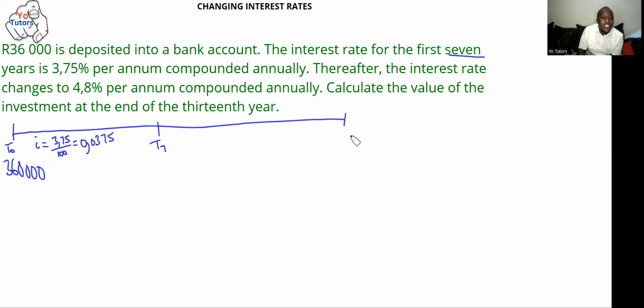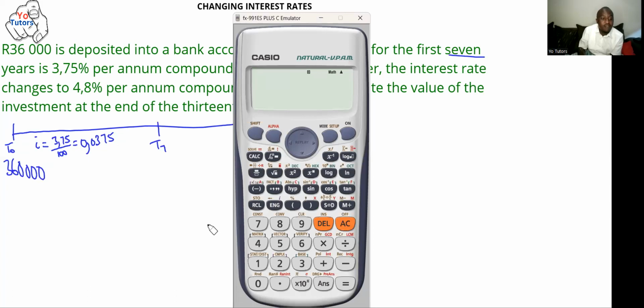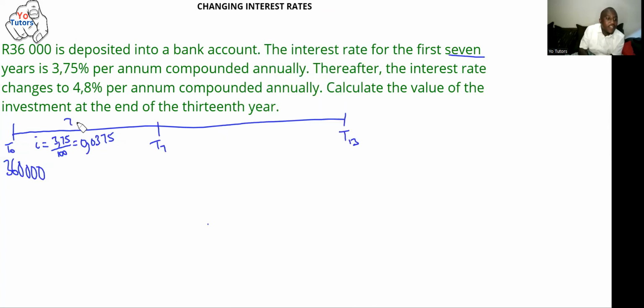From there onwards, up until T13, thereafter the interest rate changes. How do we get to 13? 13 minus 7, it's 6 years. So for the first period n is 7, and here n is equal to 6 years. Then our percentage here is 4.8, so it's going to be 0.048.